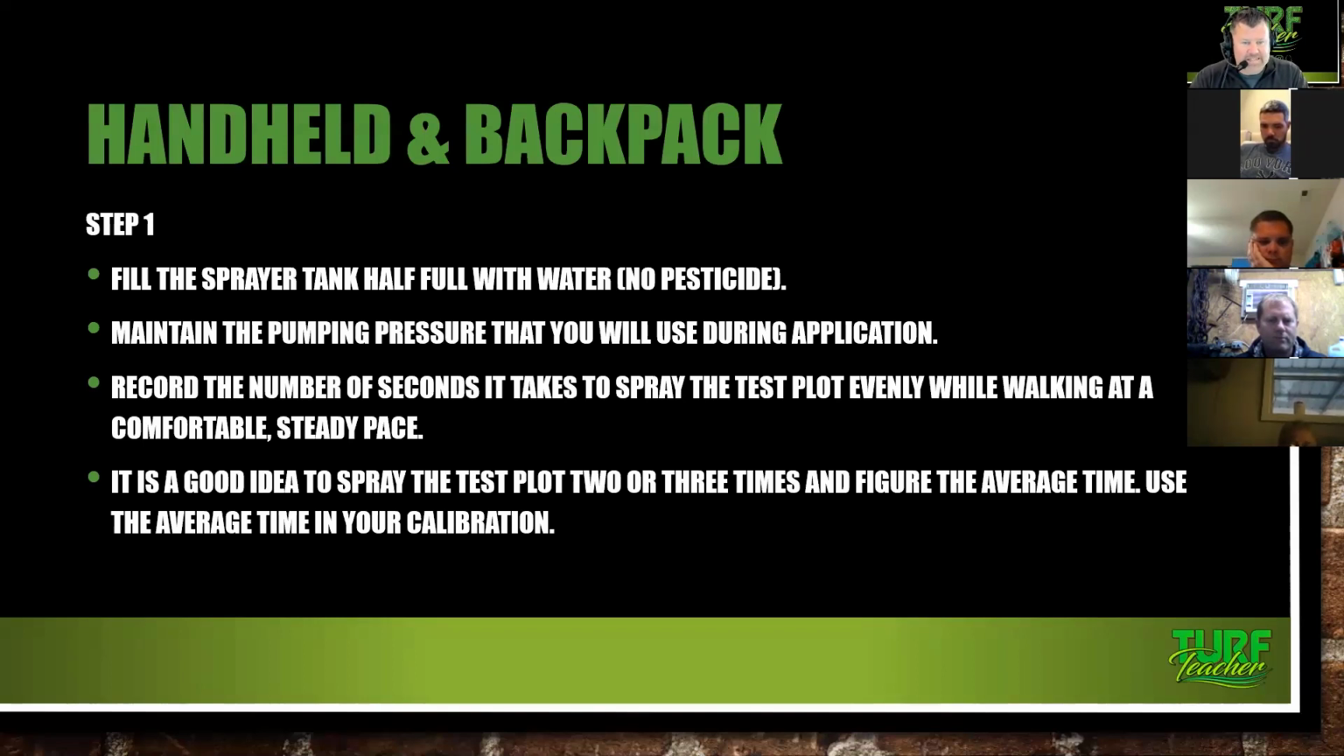Record the number of seconds it takes to spray the test plot evenly while walking at a comfortable, steady pace. It's a good idea to spray the test plot 2 or 3 times and figure the average time. Use the average in your calibration. So spray it 3 times, take your average.